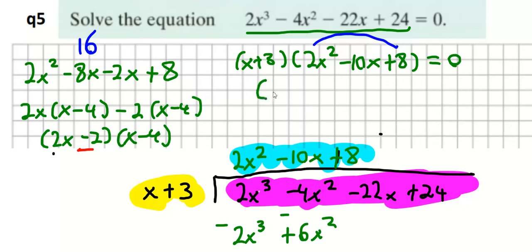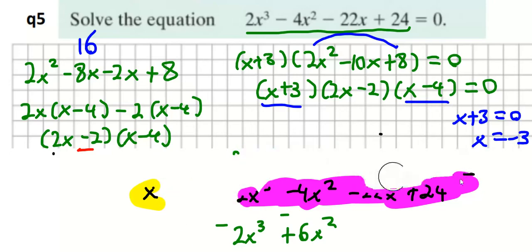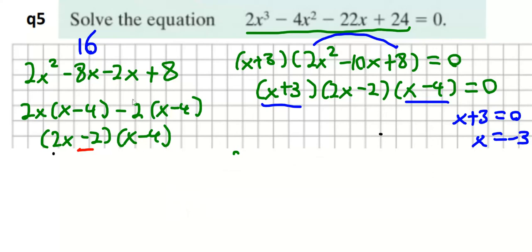Okay. Now lads, look at this. There were 3 answers we had at the start of the question, weren't there? What were the 3 answers? x equals minus 3. That's that one there. That's x plus 3 equals 0, x equals minus 3. What was the other? We had 4, didn't we? Yeah, x minus 4 equals 0 and x equals 4.